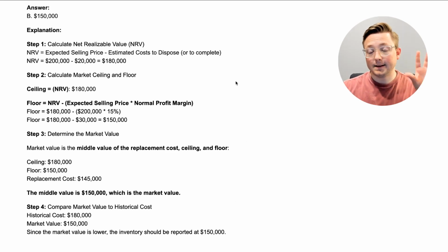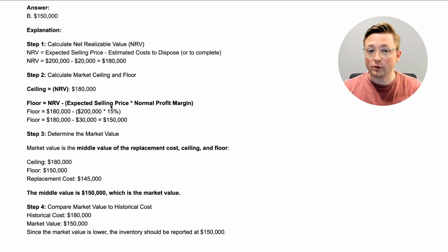So again, this isn't too difficult. You just need to remember how to get to it. You calculate the net realizable value. With that, you can then calculate the ceiling, which is the net realizable value. And you can calculate the floor, which you just take the net realizable value less the selling price multiplied by the profit margin, and that gives you the market floor.